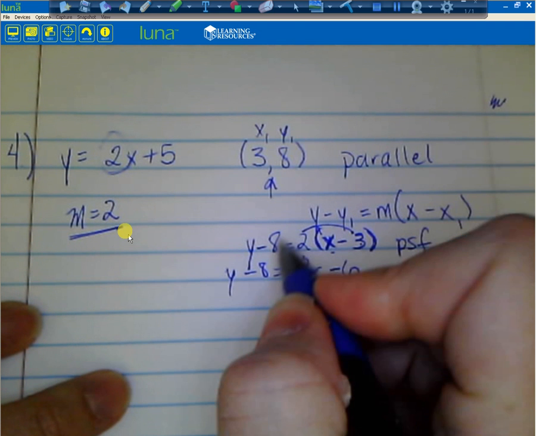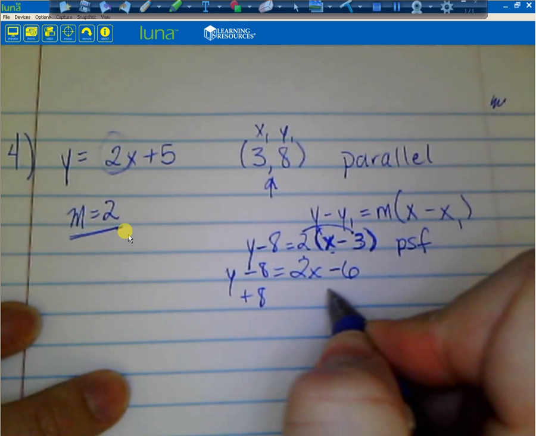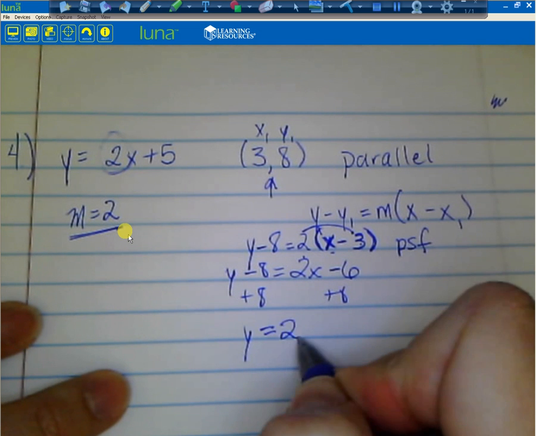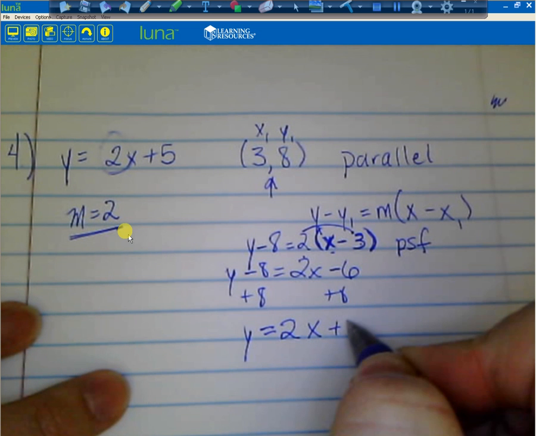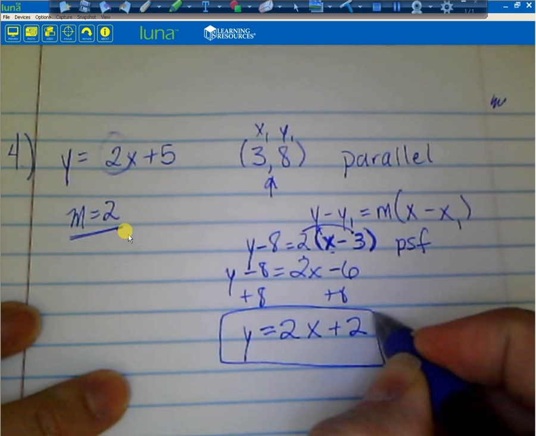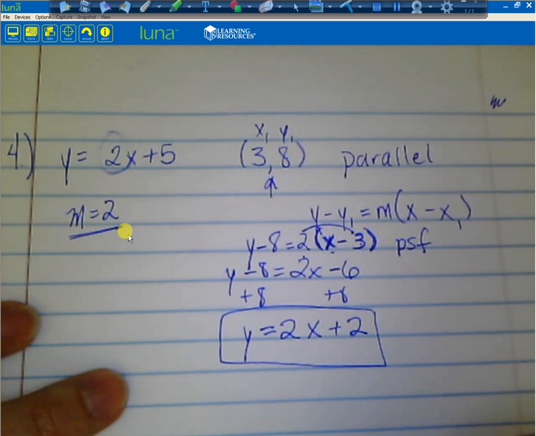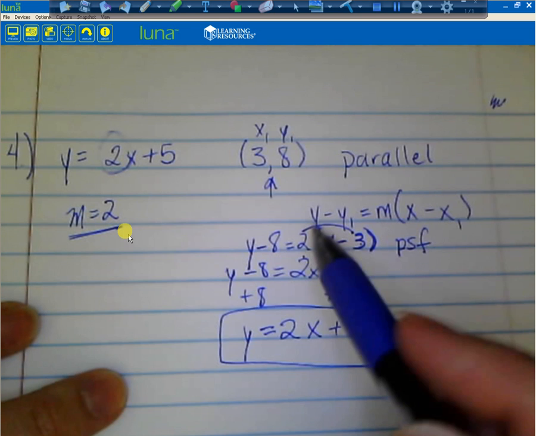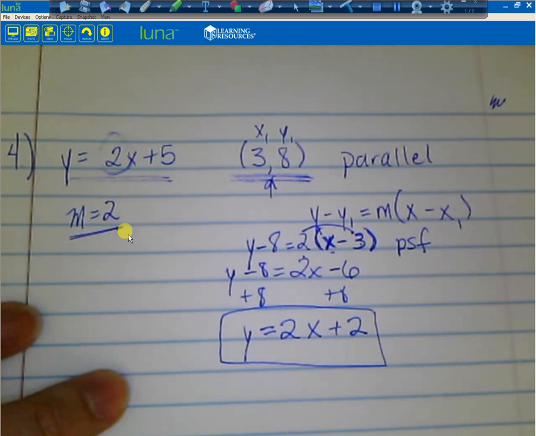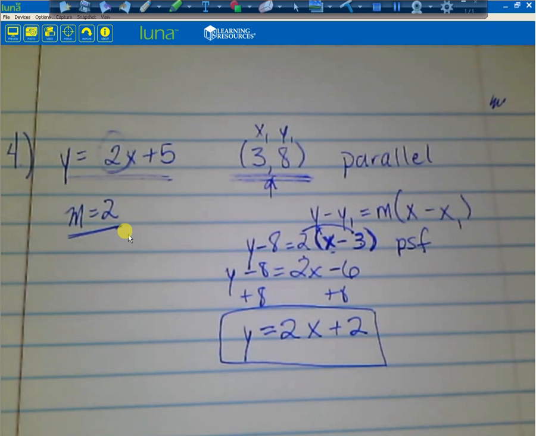Now I'm going to add 8 on both sides. And this is going to give me y equals 2x plus 2. And this is going to be my equation in slope-intercept form of a line with this point that is parallel to this line. So my final answer here is y equals 2x plus 2. Make sure you have everything down that's on this page before you move on.